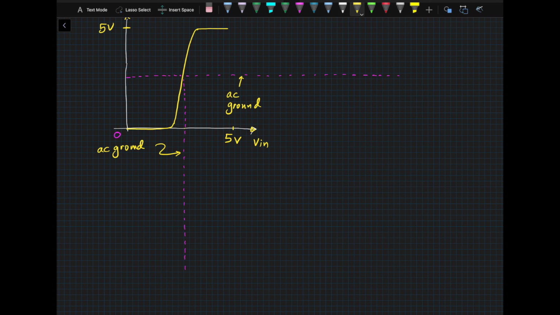Now let's say I apply a small voltage at the input. This is time domain this way, and this is the output in time domain. This is my input in time domain, and this is my output in time domain. Let's say I apply a small voltage at the input, which looks like this. Since we are biased at this particular point in the circuit, when the input changes, you can see, for example, let's take one example right here.